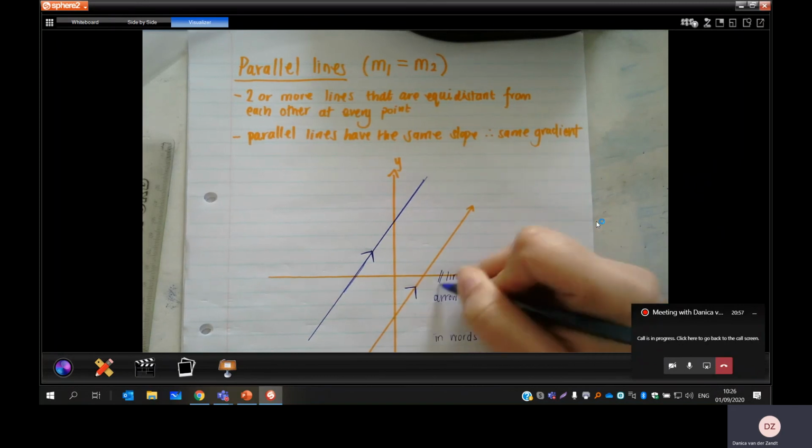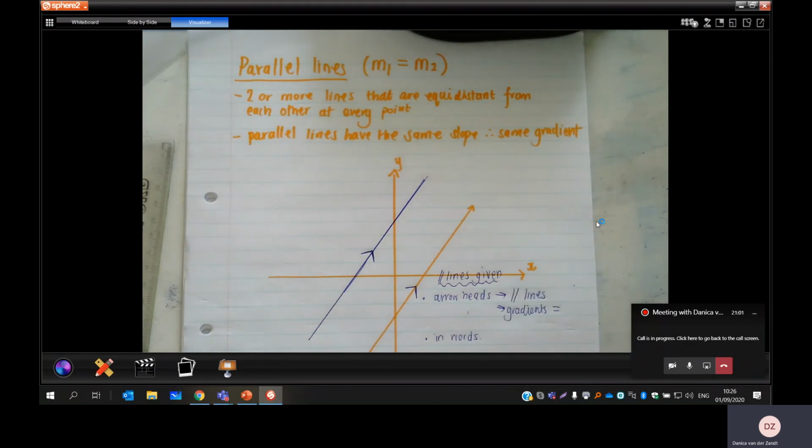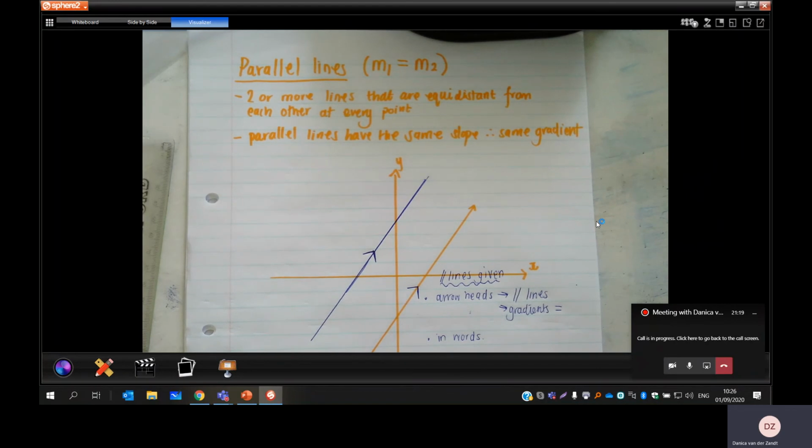So parallel lines can be given as arrowheads or in words. So writing parallel, I'll probably always use the two lines. It's easier, quicker. So parallel lines can be given to you as arrowheads or in words. Okay, so let's do an example together.